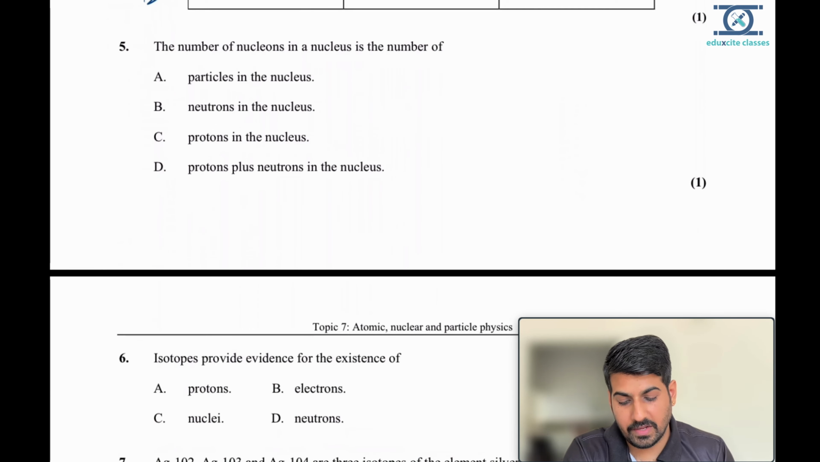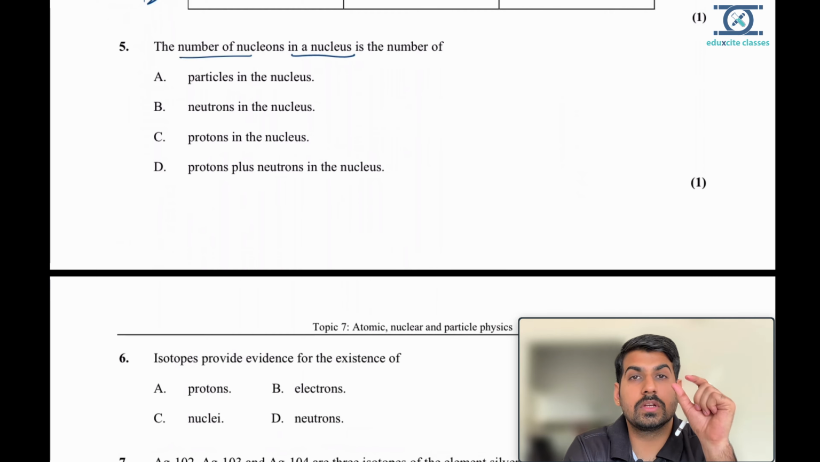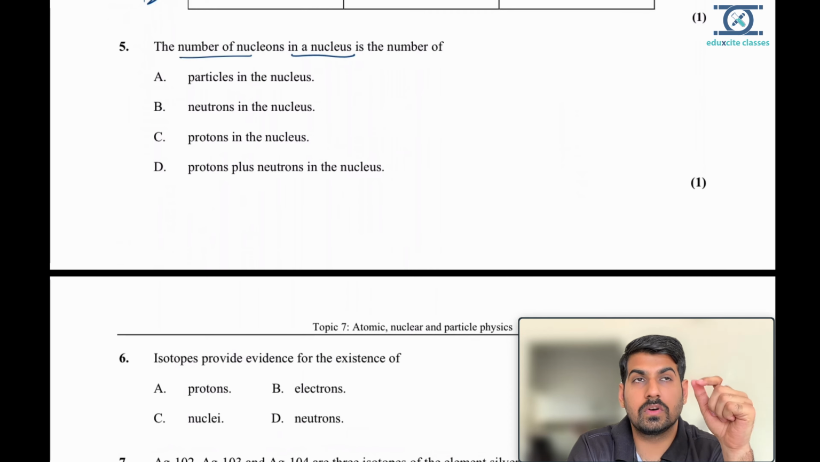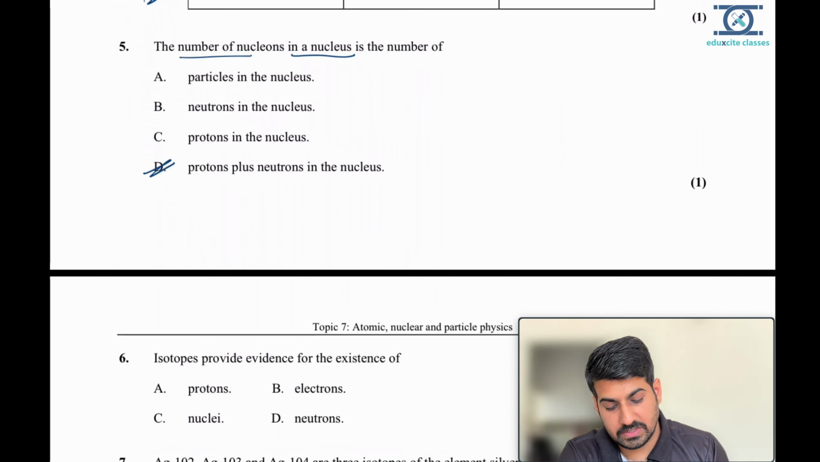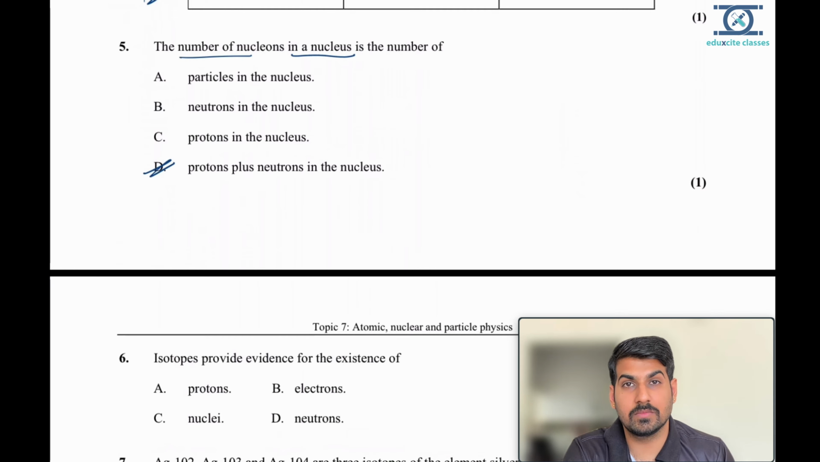Now question number 5. The number of nucleons in a nucleus. Now nucleon is a term that we generally use for the total number of protons as well as neutrons inside the nucleus. We call it a nucleon. So protons plus neutrons in the nucleus is nothing but the nucleons.